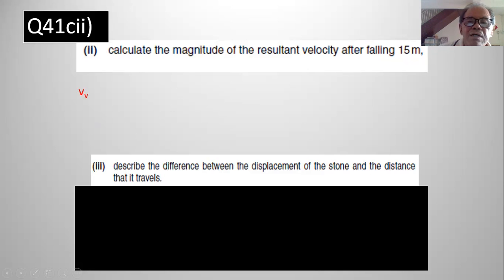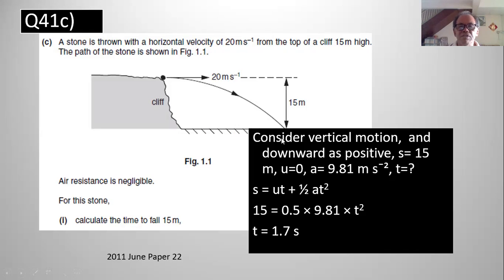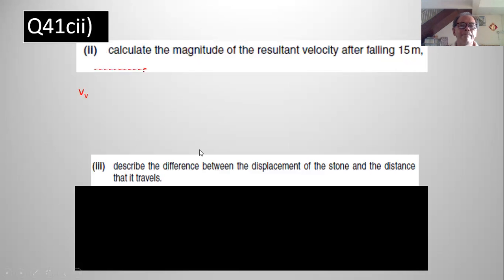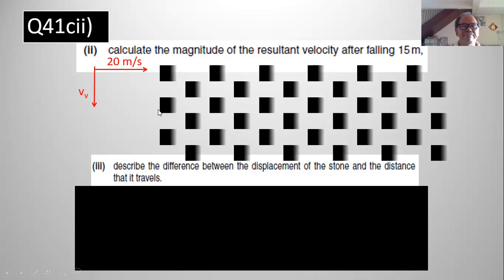Calculate the magnitude of the velocity, or the resultant velocity, after falling 15 meters. Okay, so the velocity will be in this direction. Before we can calculate the velocity, we have to calculate the vertical component first, before it reaches this horizontal level. And then horizontally is the same. It doesn't change, no air resistance. Draw a rough picture. Horizontal velocity doesn't change. Vertical velocity, that's what we want to find.